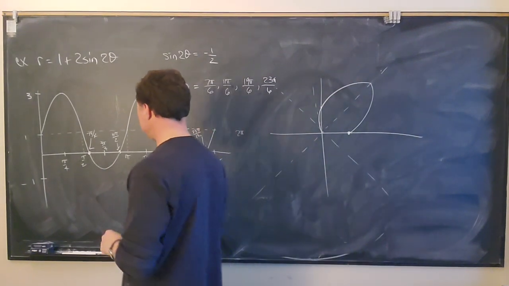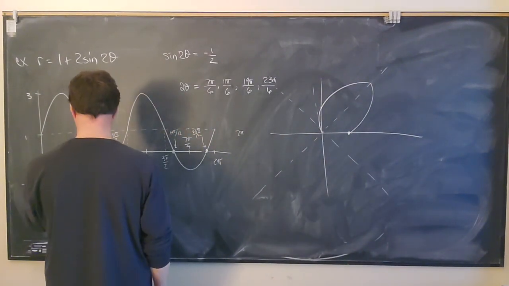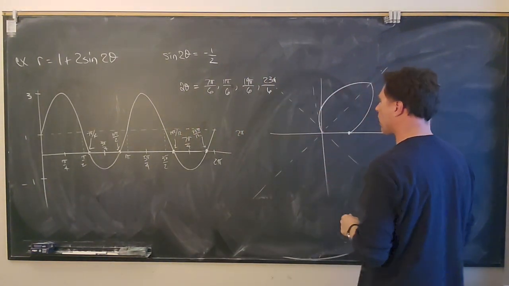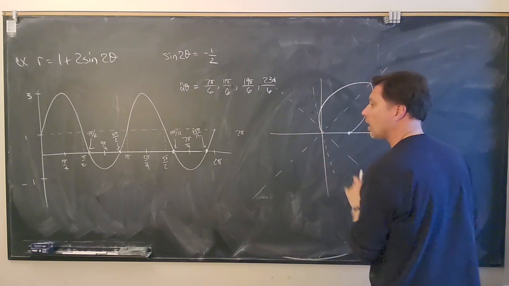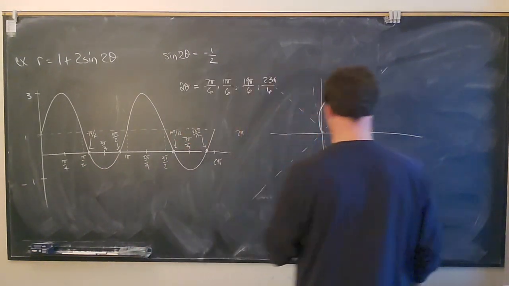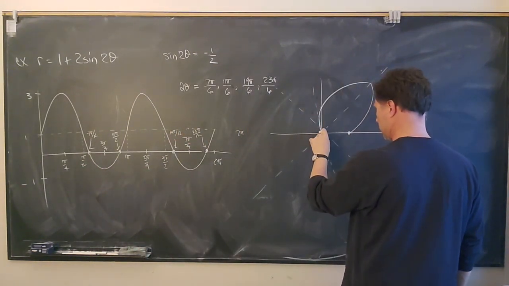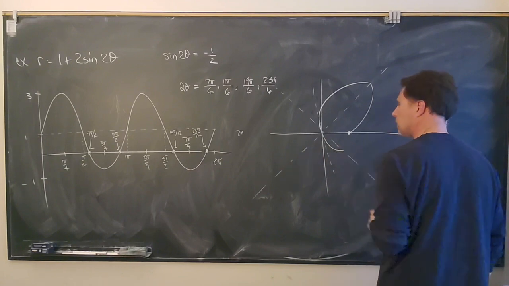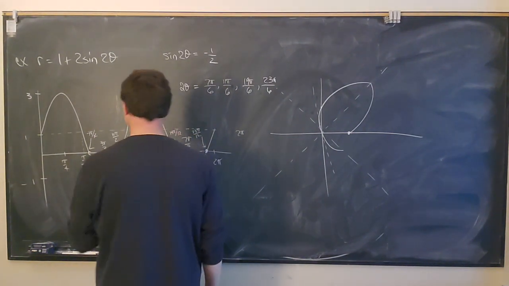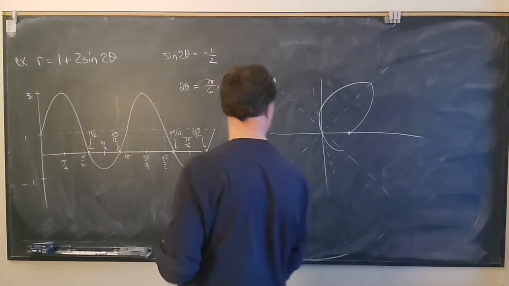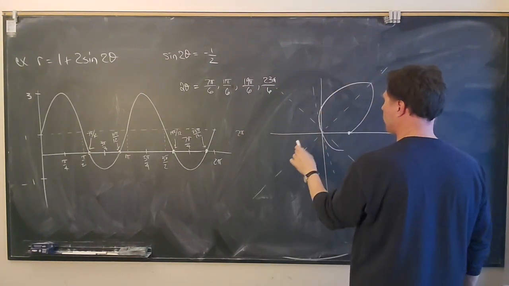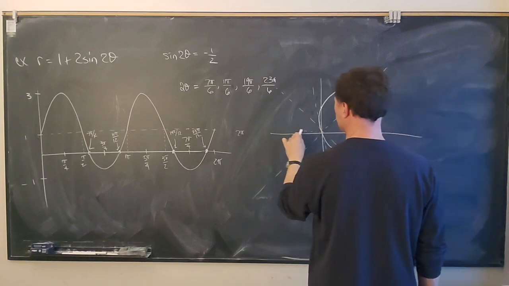Okay, so now we're going negative from 7 pi over 12 to 3 pi over 4. So as we sweep out this angle right here, we are negative. And we're going from 0 to minus 1. And then from 3 pi over 4 to 11 pi over, oh, that should be 11 pi over 12. Which is where? It's over here.